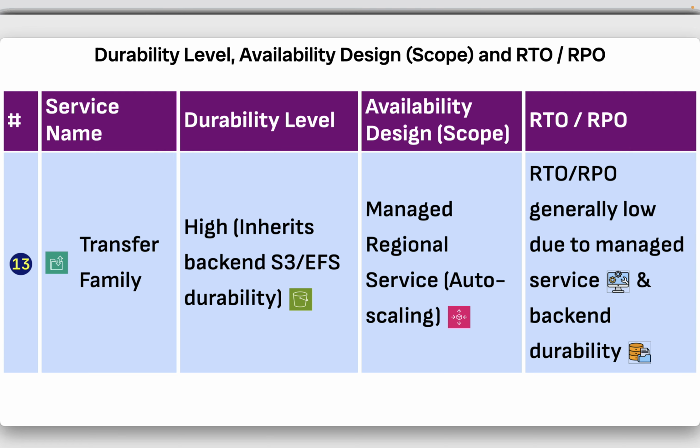AWS Transfer Family, durability is high. It inherits the backend, which is either S3 or EFS. So whatever durability they offer, Transfer Family will have the same durability, S3 or EFS. And the availability is a managed regional service with auto scaling. RTO, RPO, generally low due to managed service and backend durability.